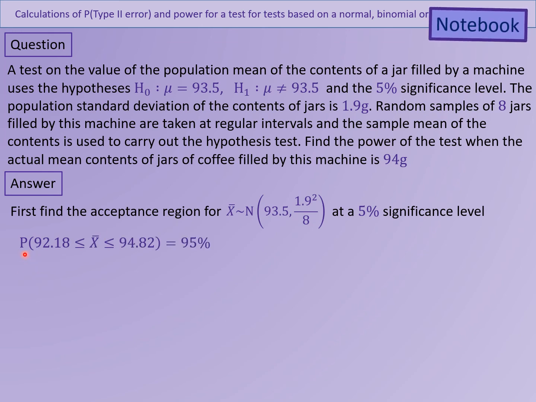I want to work out the probability of getting in between these two values equals 95%. What I've done there is use my calculator, using the confidence interval type situation that I've done before, to get these two values. And that equals 95%. That is my acceptance region. Anything bigger than 94.82 or anything smaller than 92.81 would mean it's outside this confidence interval and therefore outside the significance level.